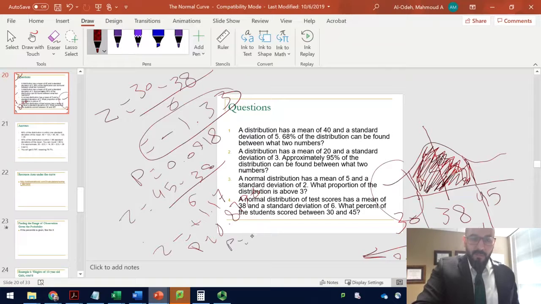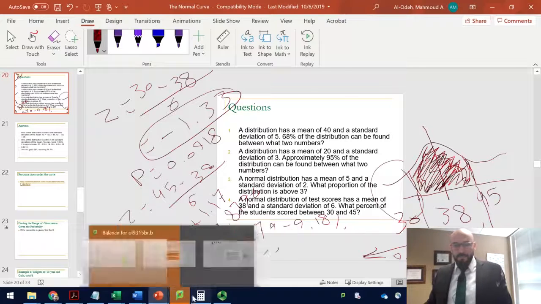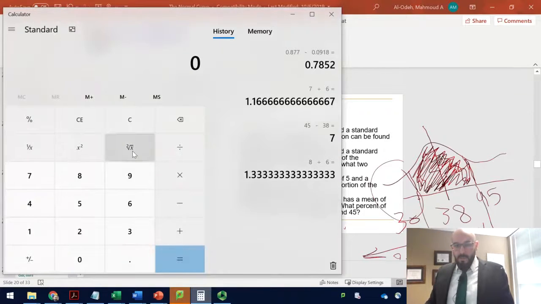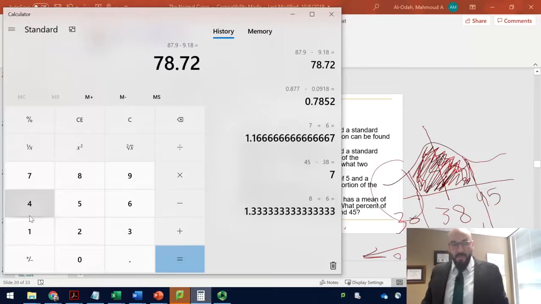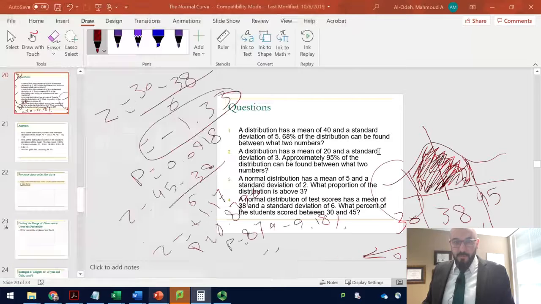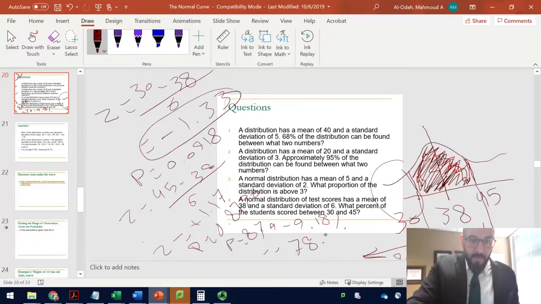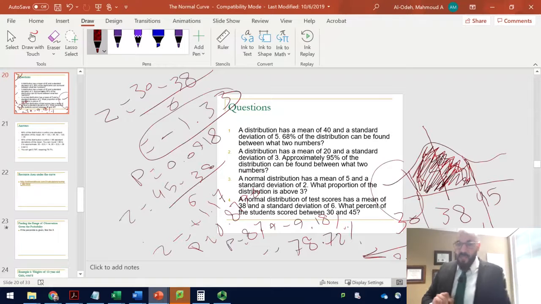In order to find what would be between them, subtract both from each other. That would give you a portion of 87.9 minus 9.18%. If you use the calculator, 87.9 minus 9.18, that would give you 78.72. So 78.72% of the data is located between these two.